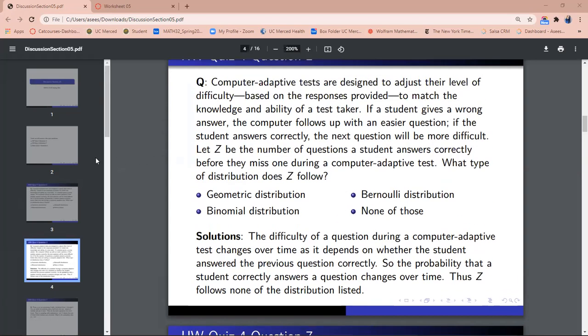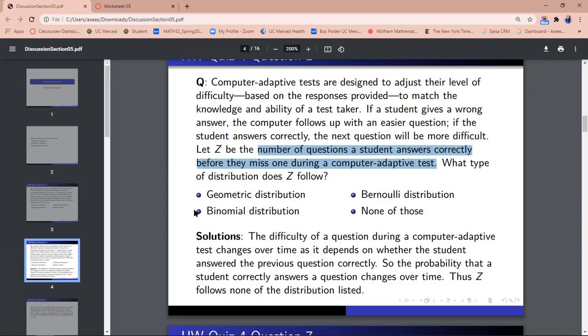So, okay, I'm just going to explain this once again. Here Z, which is a random variable, denotes the number of questions a student answers correctly before they miss one during a computer adaptive test. So let's say I'm taking a test and I got the first question wrong, the next question is going to be easier. Let's say I got that one wrong as well, right? But what Z denotes is the number of questions the student answers correctly. In my case, it would say zero questions answered correctly, right? Before. So the number of questions a student answers correctly before they miss one. I missed the first one, so Z is 0.